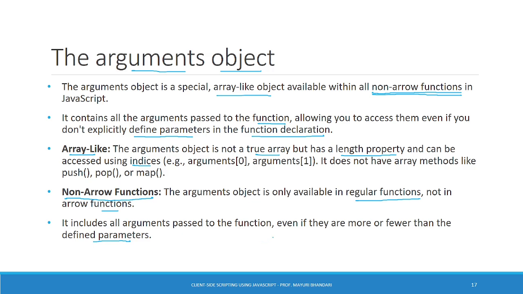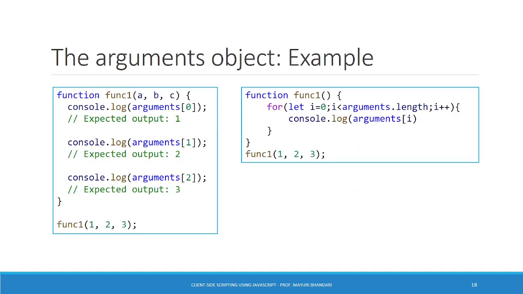Let us check one example of arguments object. Here we have defined one function with three parameters, and these parameters we are accessing using arguments object. So arguments of 0 will give you value of a, arguments of 1 will give you value of b, and arguments of 2 will give you value of c. So if I am calling function with these three arguments, it will print 1, 2 and 3.